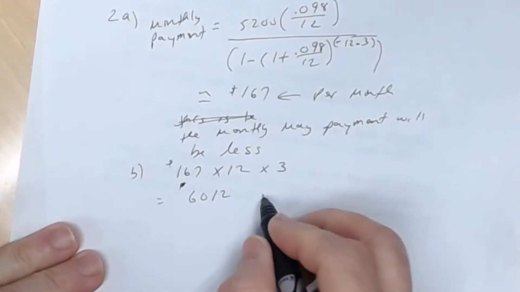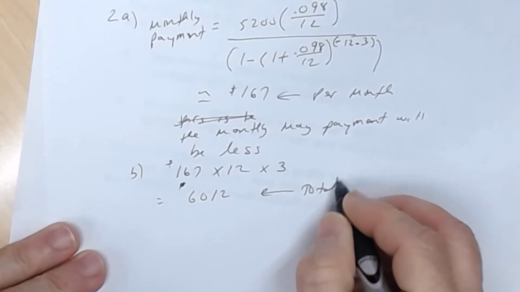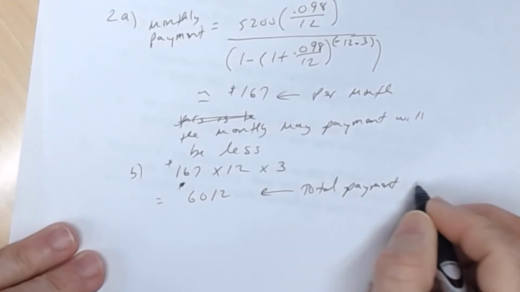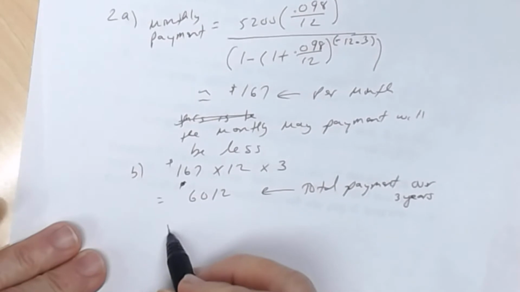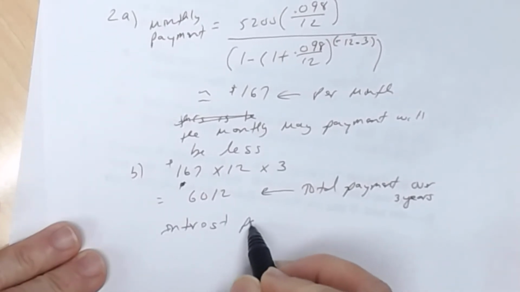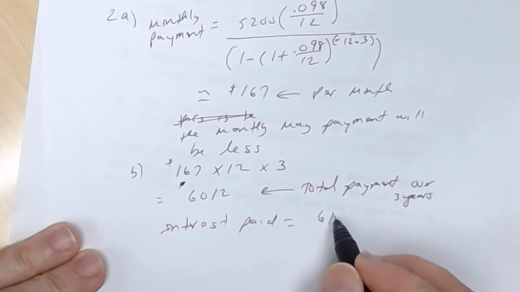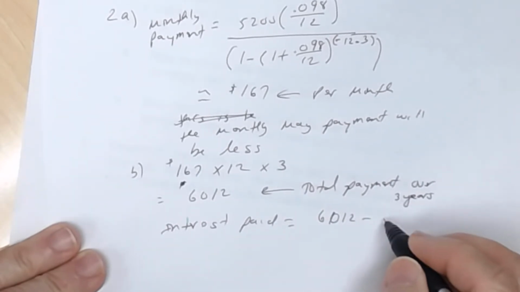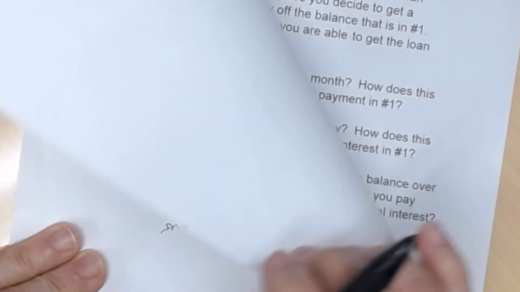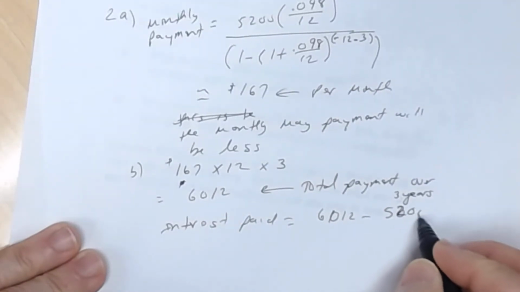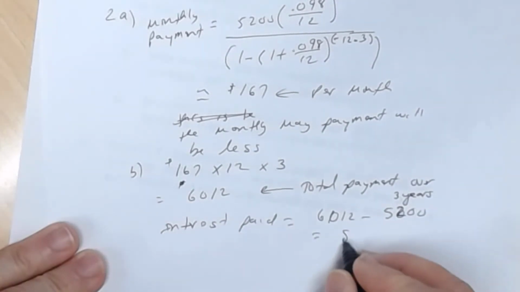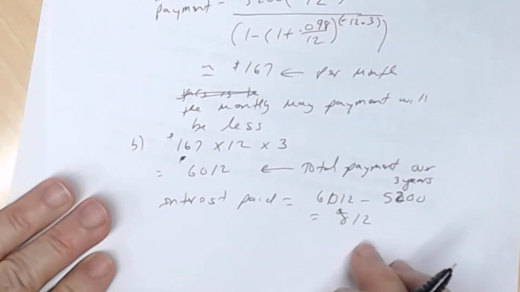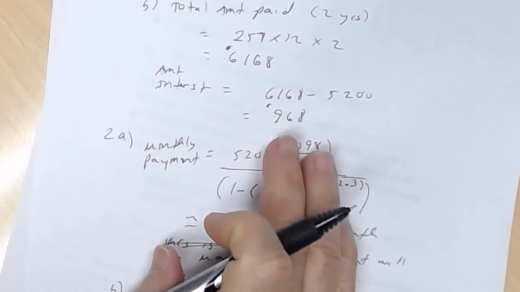So that's your total payment over 3 years. All right, you understand? Okay, so your interest then, interest paid, will be that amount minus your principal, your original balance, which was $5,200, and that's going to give me $812. So I was able, not much, but hey, anything helps, right? I was able to lower that interest amount, right?